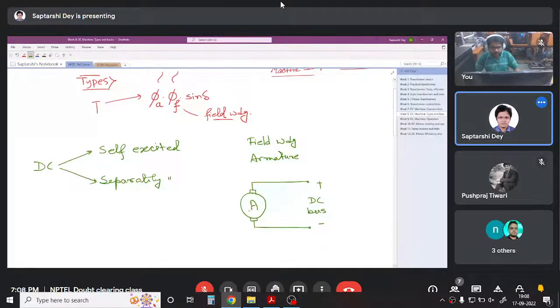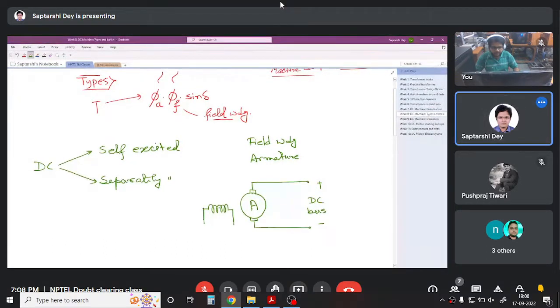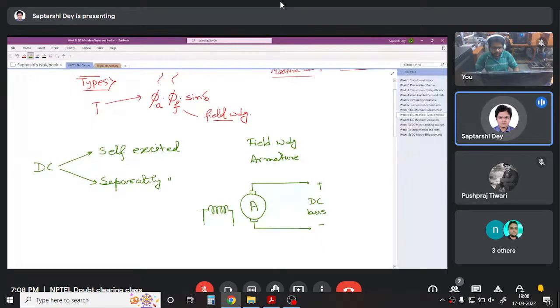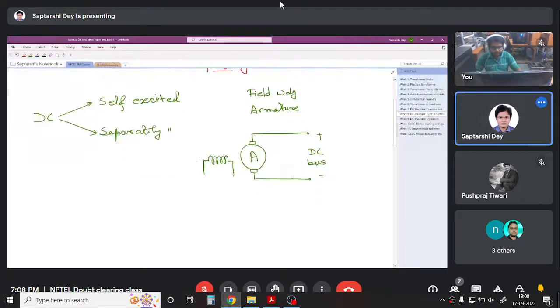Now there is a field. It is customary to draw DC machine field perpendicular to the armature in this fashion. We will see why if we have time. So this is the field winding.